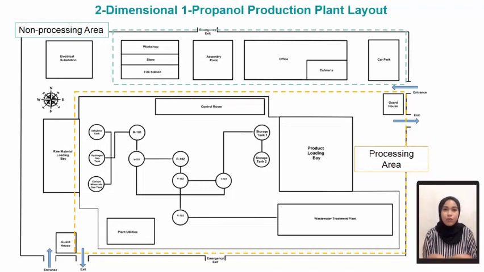Plant utilities is to provide utilities such as air, water, and steam. The wastewater treatment plant is to treat the wastewater and remove pollutants.